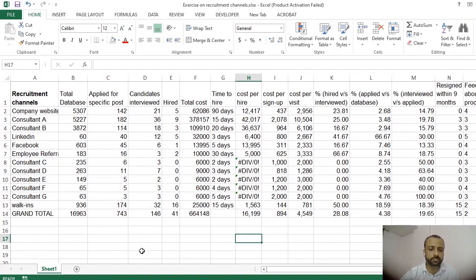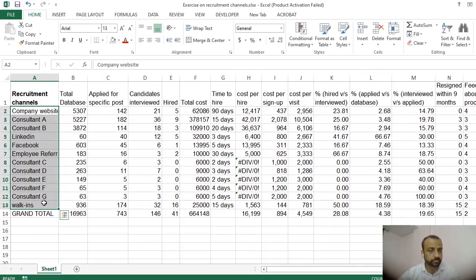Now this data sheet is looking like a big matrix. I think this data sheet has columns from A to O and rows from 1 to 14. The first column talks about the various recruitment channels. There are 12 different recruitment channels, which include company website, consultant A to G, LinkedIn, Facebook, employer referral, and walk-ins. The second column talks about the database which has been taken from each of these recruitment channels.